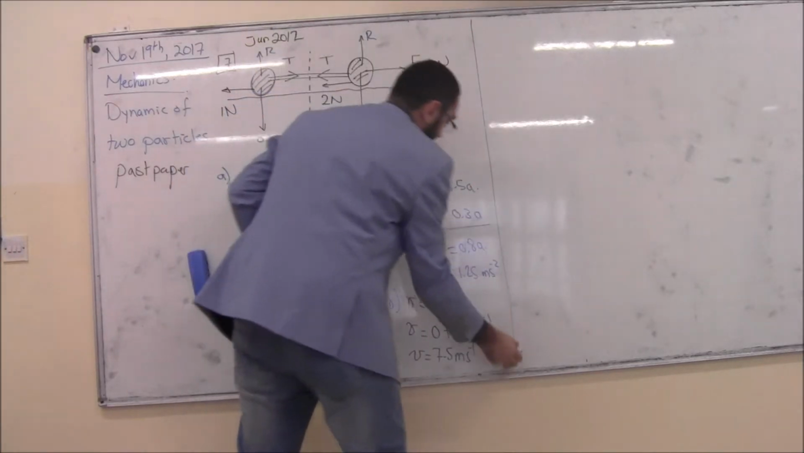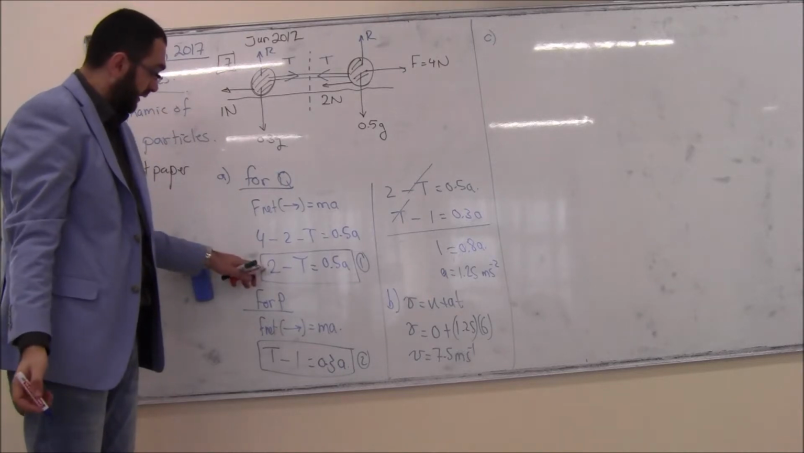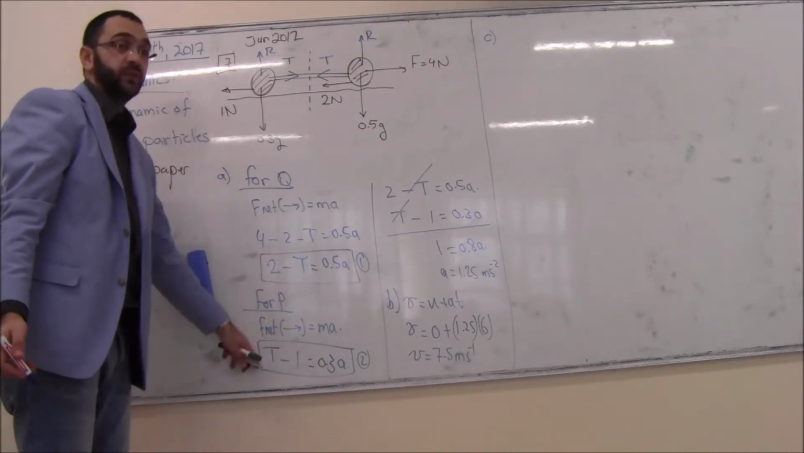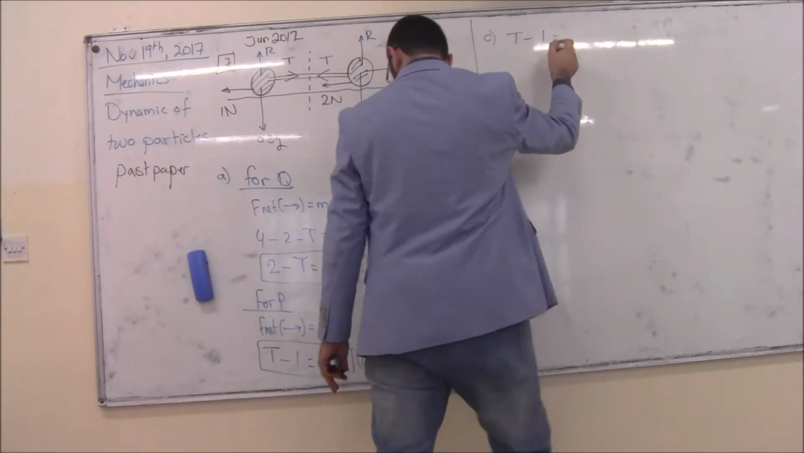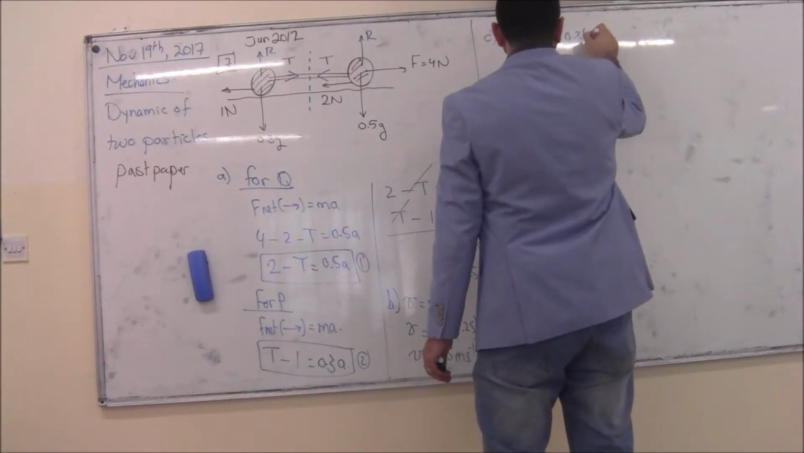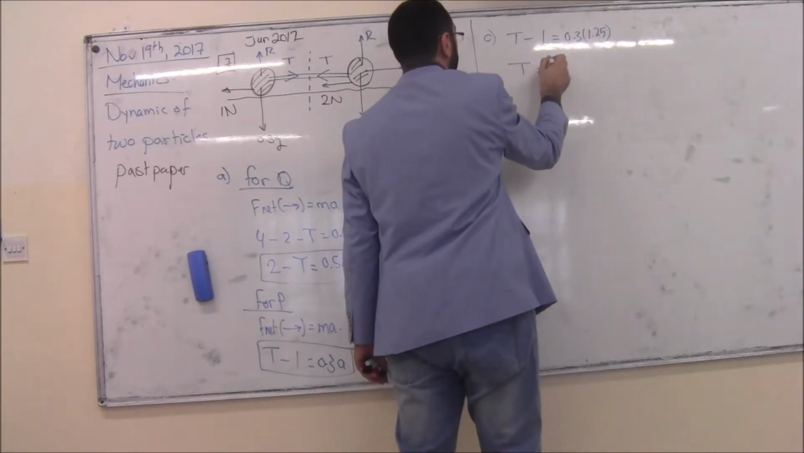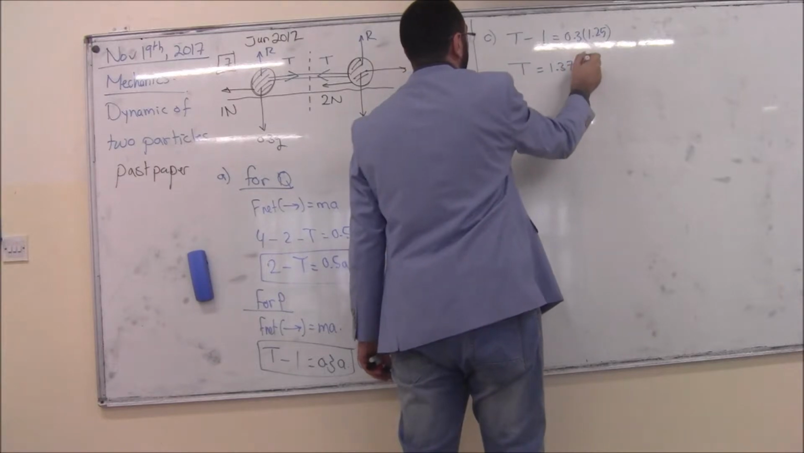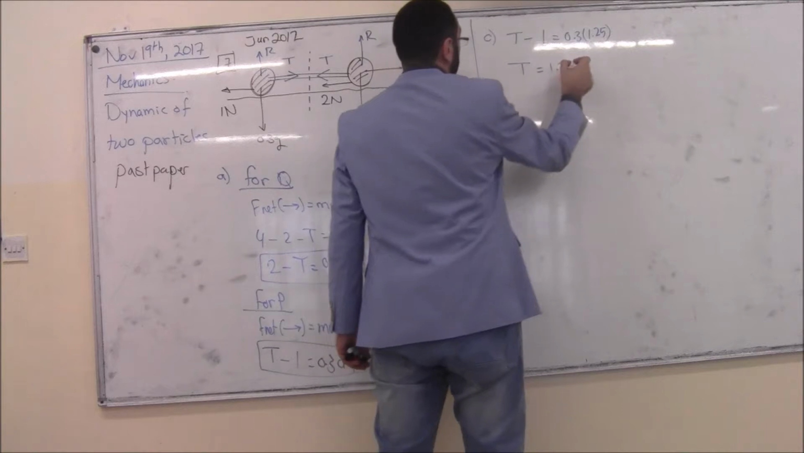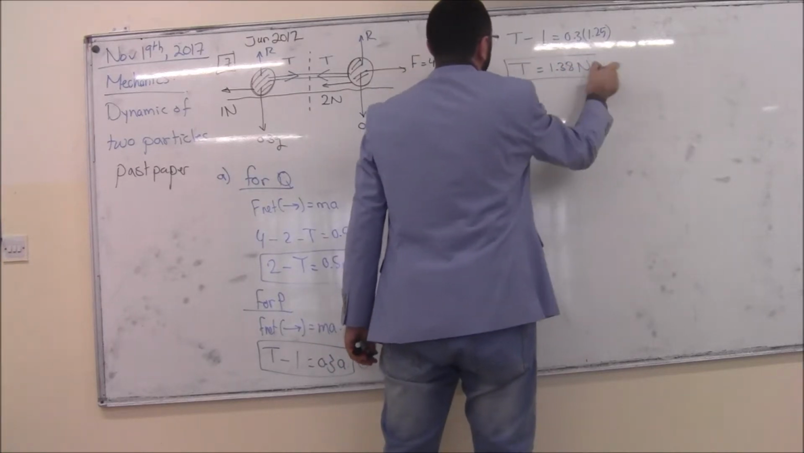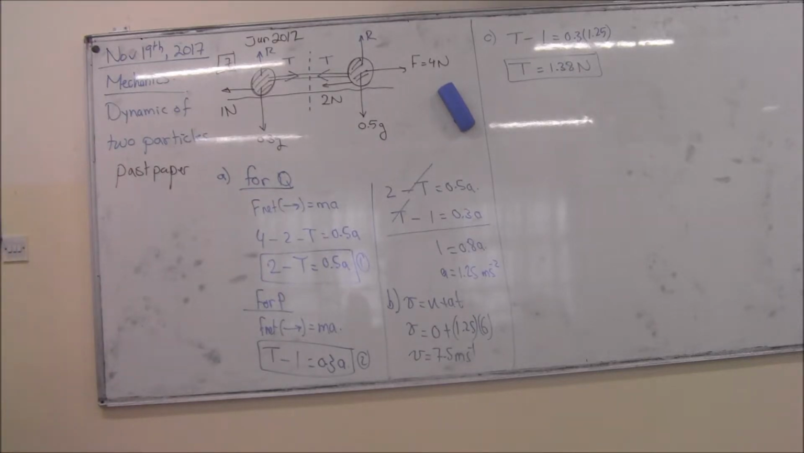Later we are asked about the tension while the system moves under the action of F. Substitute into any of these equations. So T minus 1 equals 0.3 times 1.25. So tension equals 1.375, which is 1.38. Guys, here we need only 3 significant figures maximum, okay?